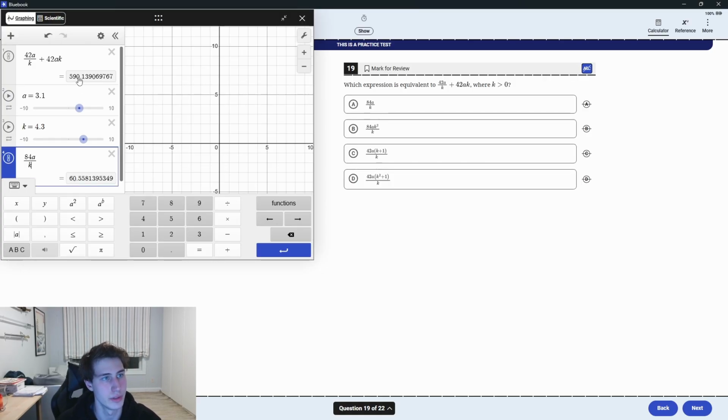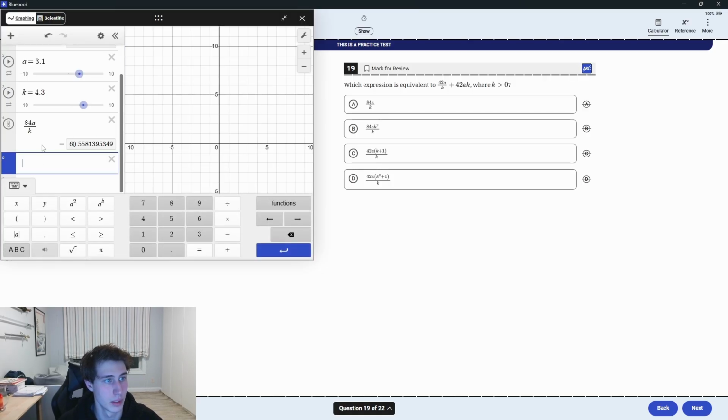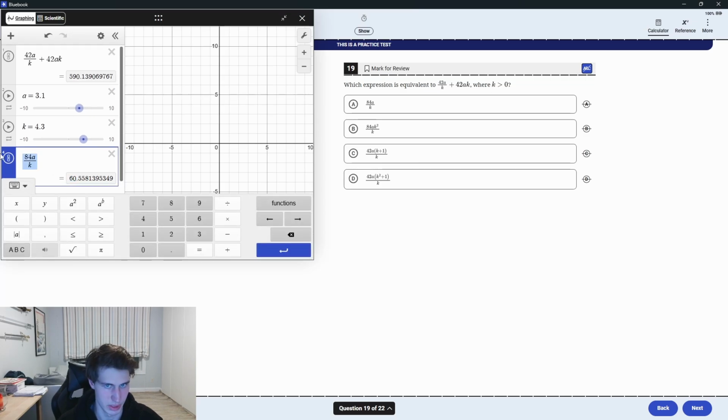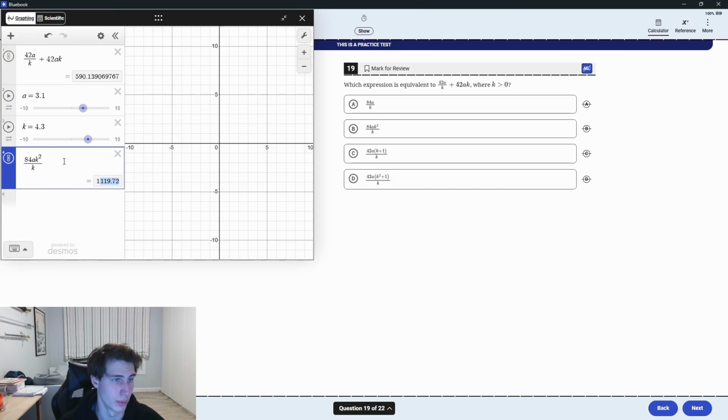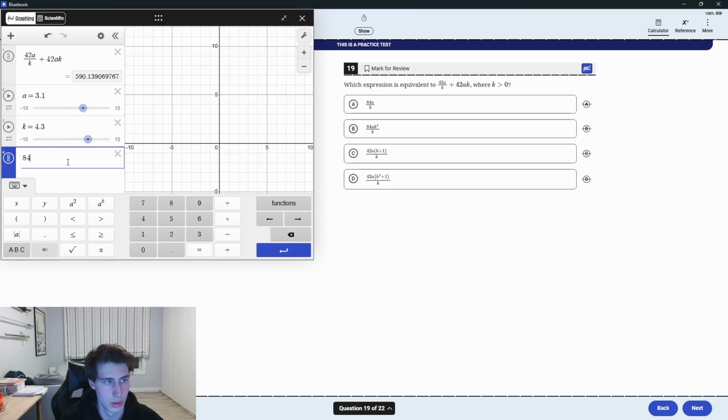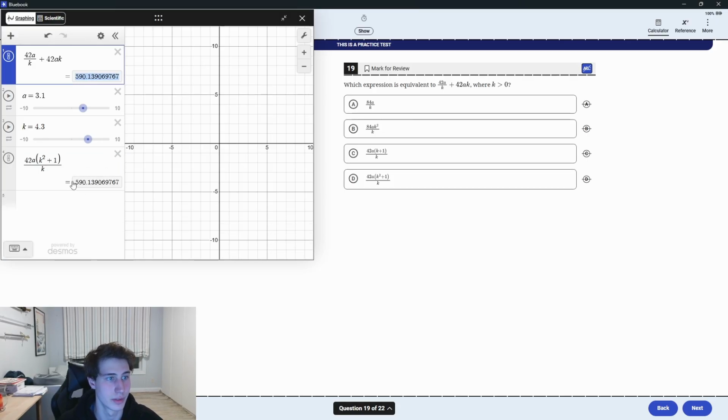So we're looking for an answer choice that matches 590. So this is 60. That doesn't really match our answer choice. 84 ak squared over k. That gives us 1119, which is not correct. 42a times k plus 1 over k. That's 160. That doesn't match. 42a times k squared plus 1 all over k. And look at that. That gives us our exact answer choice. So D is our correct answer.